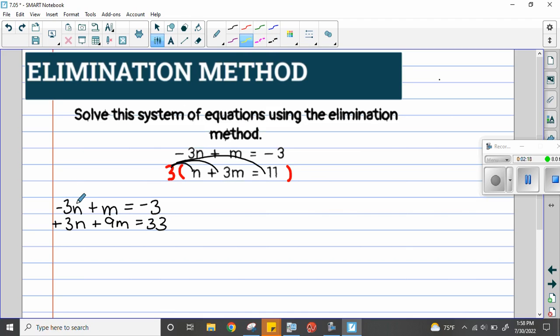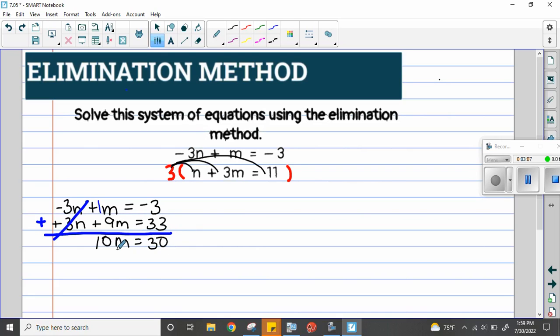Now that we have our inverses, we can go ahead and add our two equations together. By doing this, when we combine our like terms, our inverses will cancel out, getting rid of the n variable and leaving us with only one variable. Combining these like terms, we get 10m equals 30.